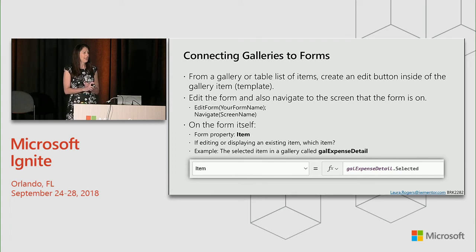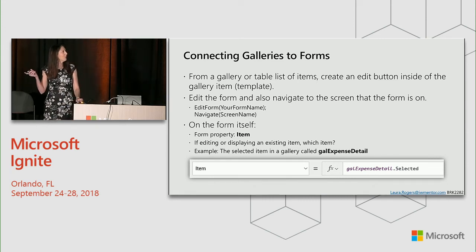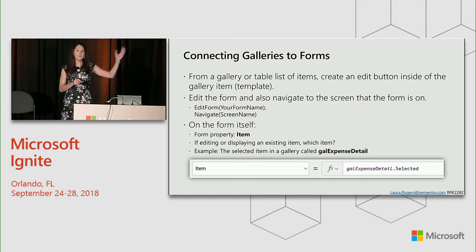So you can create an edit button inside of the gallery and edit the form and also navigate to the screen the form is on. This last thing is the important part. So the form knows which item you need to be editing, you go to that item property of the whole form control. And if you're going to base this on what they've selected in a gallery, in this case, my gallery is a list of expenses. So it's gallery expense detail. So the item equals gal expense detail dot selected, and that will know which item I'm editing when I go edit that item.